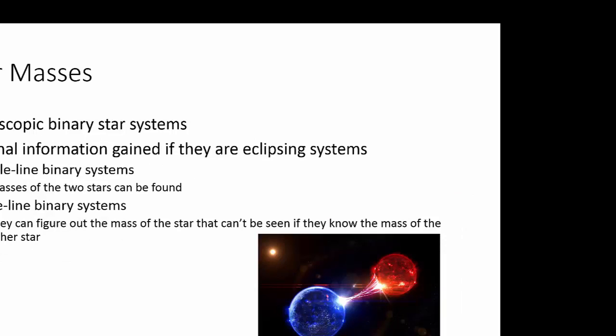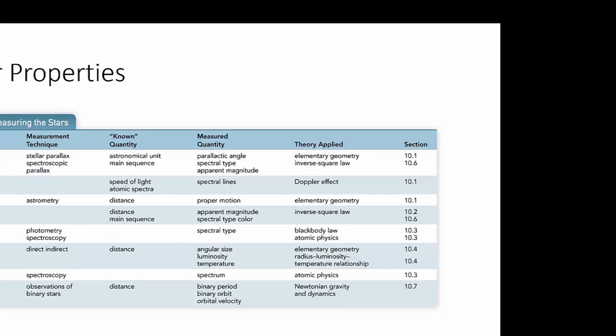All right, now if they're eclipsing, then we can get a little bit more. We can get the masses of both of them and the relationship between them. So this is just a chart from your textbook telling you what we can apply. Read it in the book if you're more interested in the details of what we can get from each different type of star property.